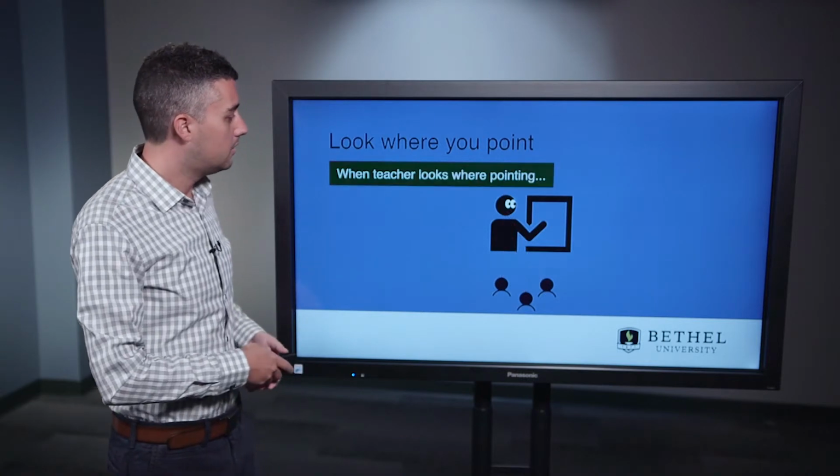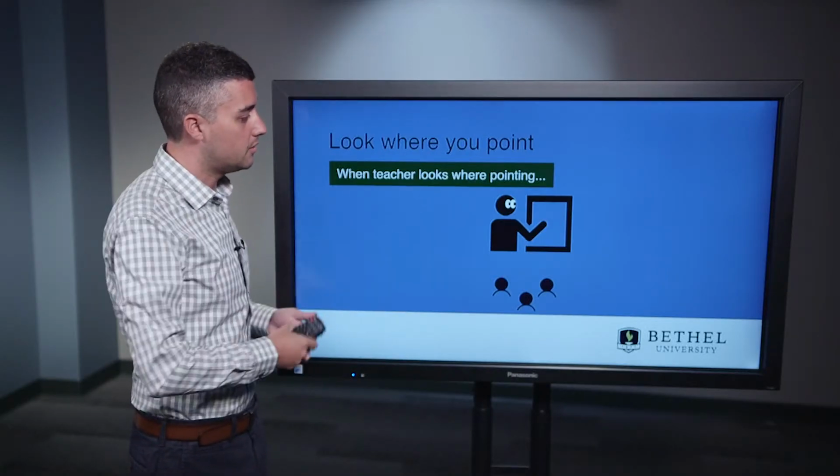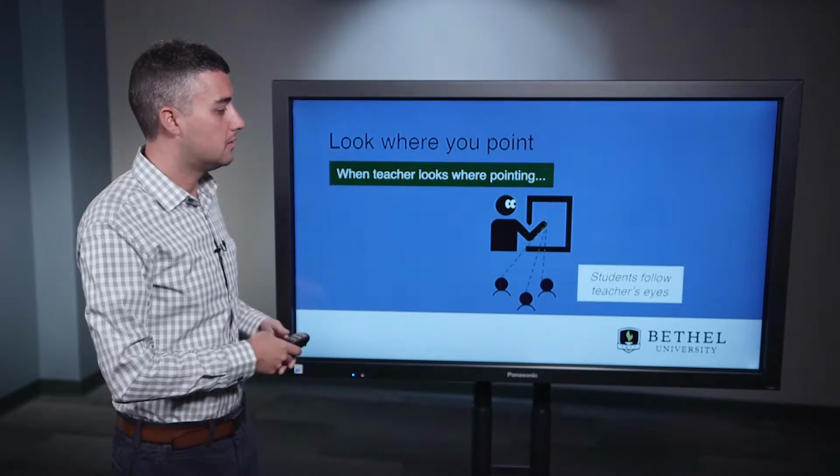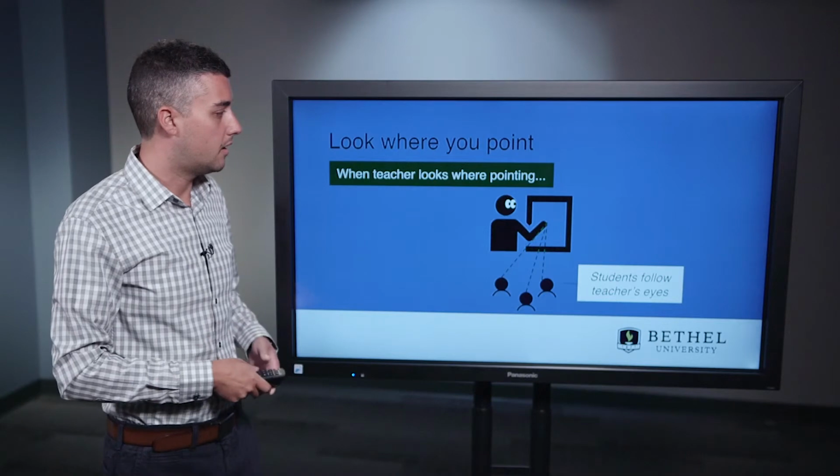So instead, if the teacher looks where they're pointing, then the students find it easier to transition their eyes to where the teacher's pointing. So the pattern is that the students will follow the teacher's eyes. That pattern holds true for something that's displayed on the board. It also holds true if there's a student out in the audience that the teacher wants the class to look at. If the teacher looks toward that student, it's likely that the rest of the class's eyes will follow the teacher's eyes there as well.